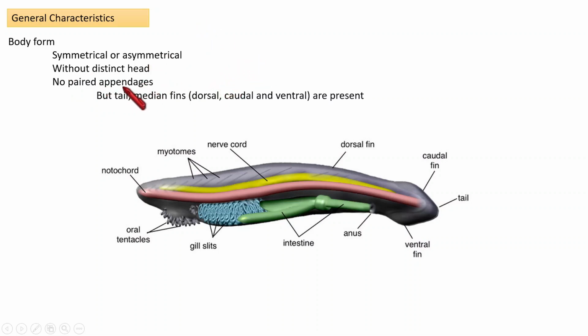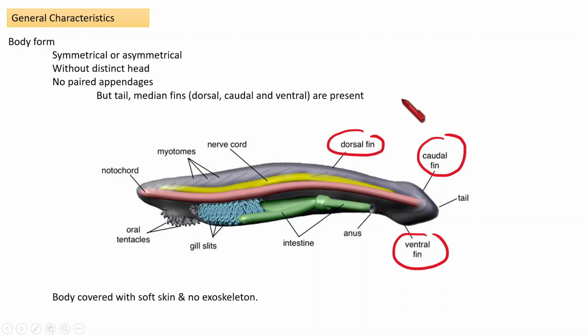Then regarding the appendages, even if the paired appendages are absent, they possess a tail. Then some median fins. Median fins are of three types: dorsal, caudal, and ventral. I will show you. This is the dorsal fin. It extends throughout from the anterior to the posterior end of the trunk. Then a caudal fin we can see here, and also a ventral fin here. But we can understand that they are not paired. Only single fins are present here.